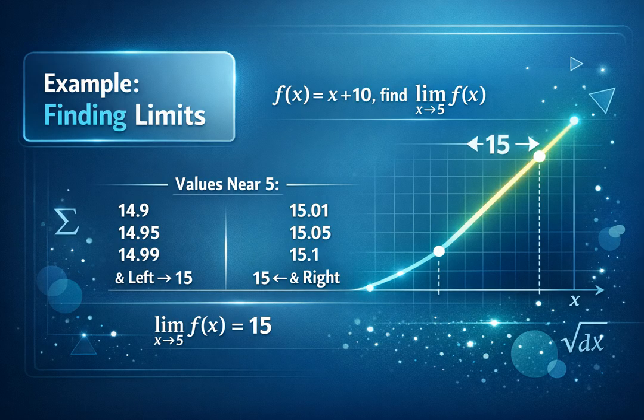Let's find the limit of f of x equals x plus 10 as x approaches 5. For x near 5, like 4.9, 4.95, 4.99, the function values are 14.9, 14.95, 14.99. From the right, values are 15.01, 15.1. Both sides approach 15. So limit as x approaches 5 of x plus 10 equals 15.